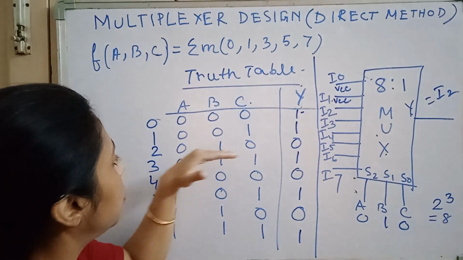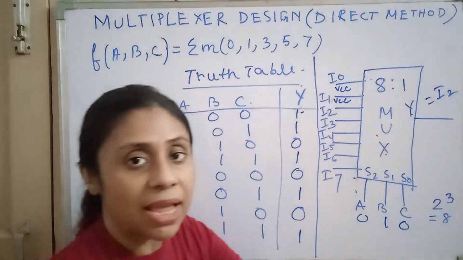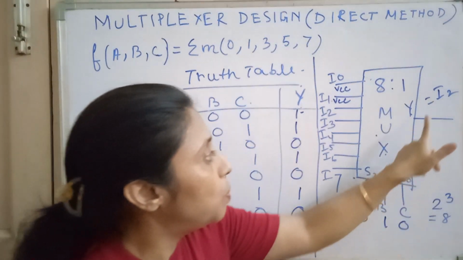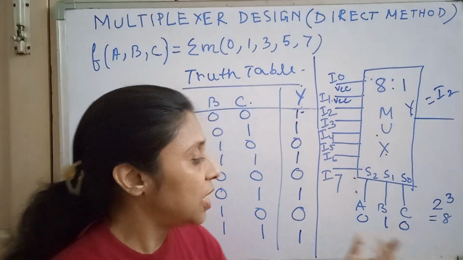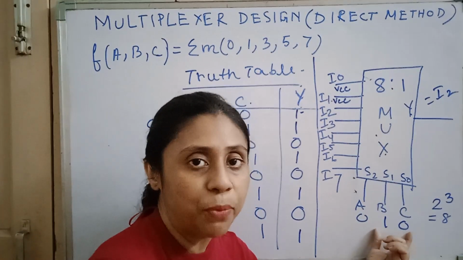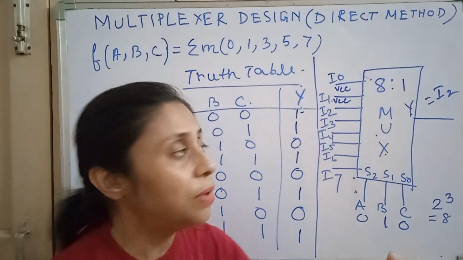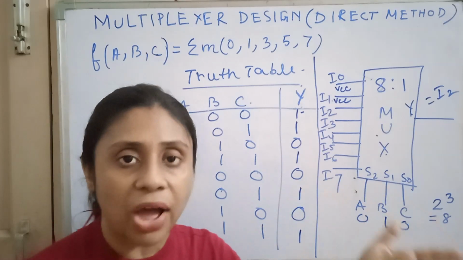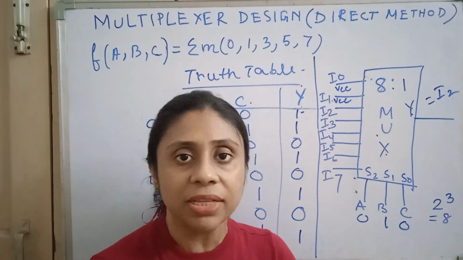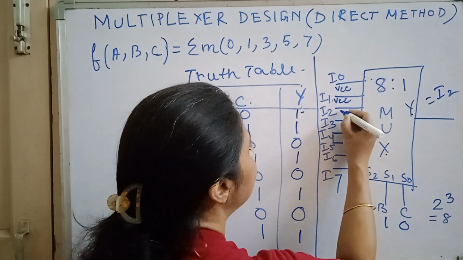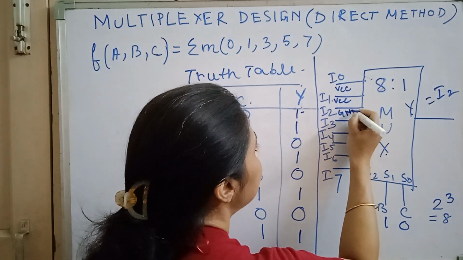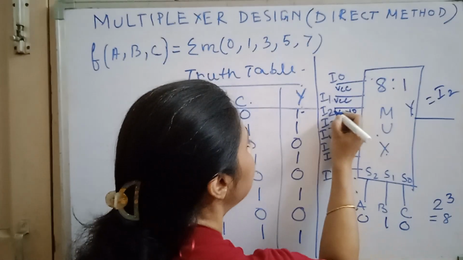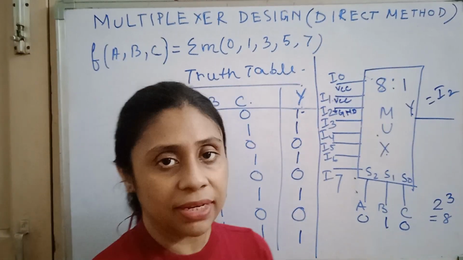But see, for 0, 1, 0, what is the desired output? The desired output is 0. Right? So what should be I2? So that for the 0, 1, 0 input combination, the output is 0, I2 should be connected to logic 0 or ground. You may say ground. Ground is logic 0. So I2 is ground. GND means ground. Right? Or you can show it by this sign. This is a ground sign.